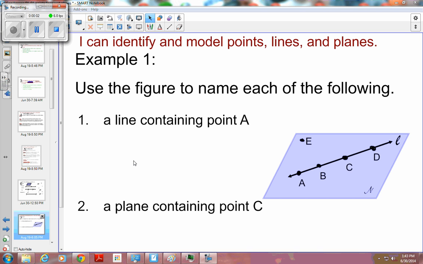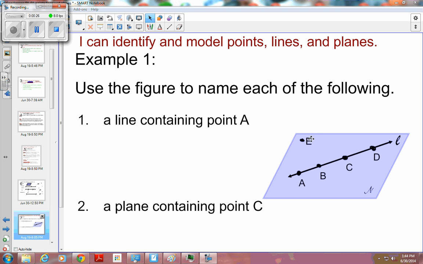Okay, we want to start talking about lines, planes, and points, and how they all relate to each other, and how we can talk about them and use common notation on them. So in this example, we are going to look at this plane here. We know it's a plane because we draw planes with parallelograms that have been shaded in. Planes are labeled with a scripted letter in the corner.